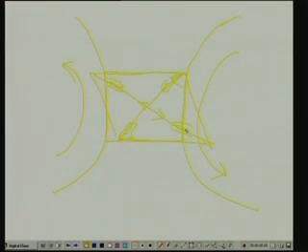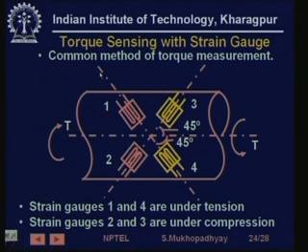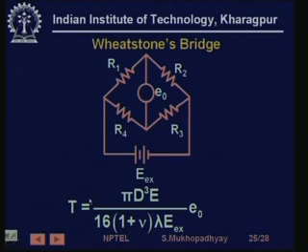then what will happen is that now you see that this diagonal will expand, 1 and 4 under tension, and 2 and 3 will be under compression. So, now again they will sense opposing strains, and you can put them in a bridge in the same way. So, this is the basic idea. So, you can again put them in a Wheatstone's bridge, and the torque measured can be inferred.